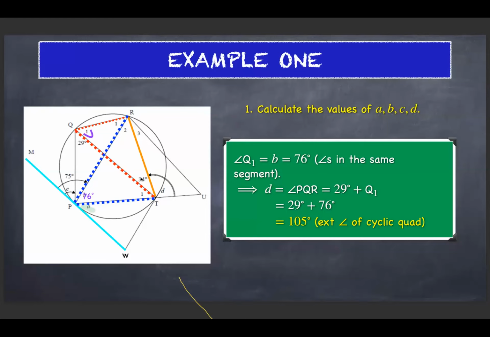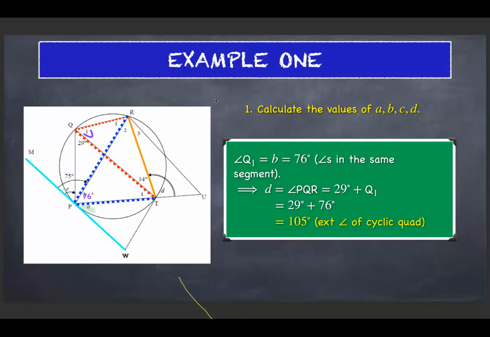So here we've got chord RT, and we see that the angle that it subtends in blue, if you follow the blue dotted lines, is 76 degrees, right, which is B. And then it also subtends another angle, which is Q1, following the red lines. It subtends this angle here also. And then that's also going to be 76 degrees, right? And the reason for that is angles in the same segment. And then, of course, we've got Q1 and we've got this 29 degrees here. So we know that angle D is going to be 29 degrees plus Q1. And that's going to be 29 degrees plus 76 degrees. And so you get that D is 105 degrees.